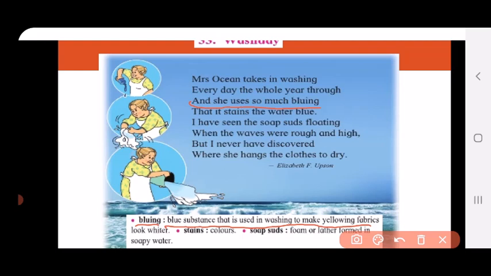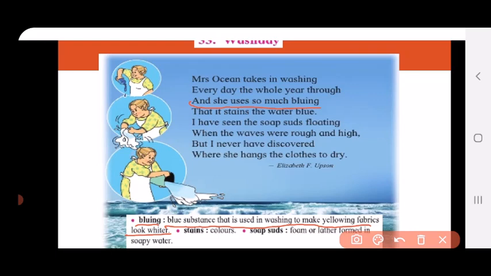But why are they used? If there is a stain on your white clothes, this blue color liquid washes it well, removes the stains, and makes your white clothes look whiter. So, this ocean is using so much of this blue liquid that it stains the water blue. The color of the water is becoming blue with this blue liquid that is added.